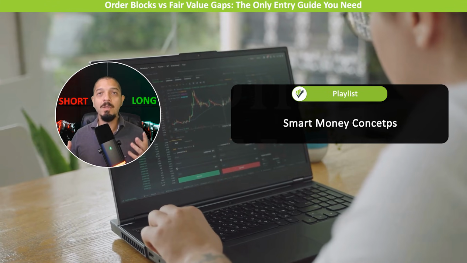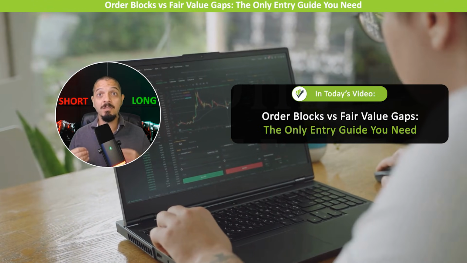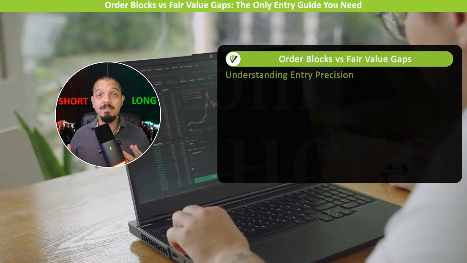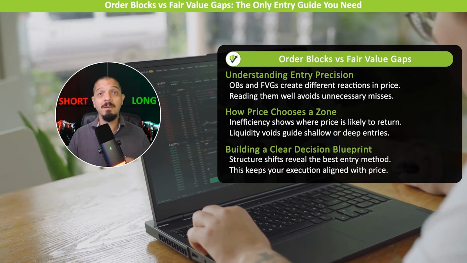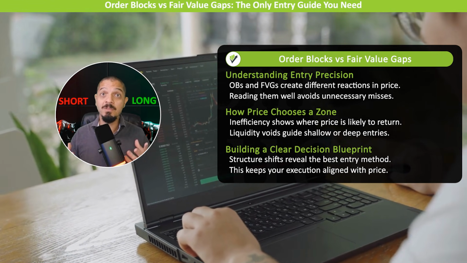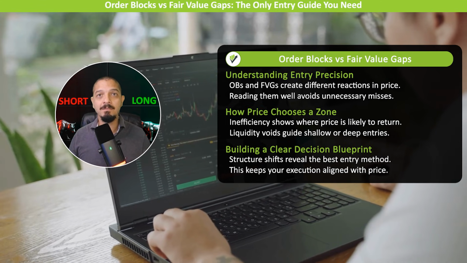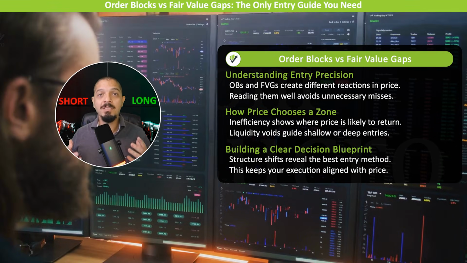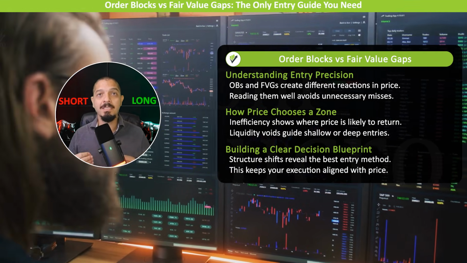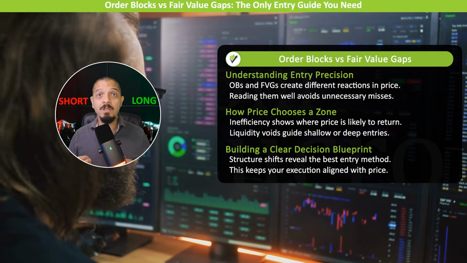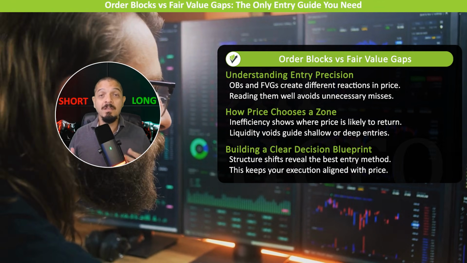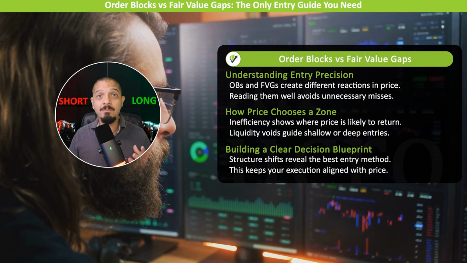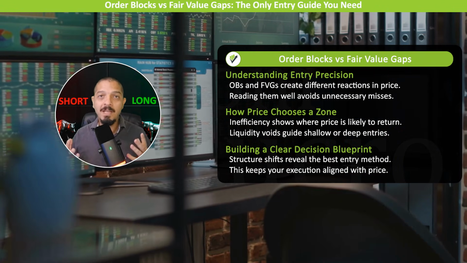Today, we're going to break down one of the most common challenges smart money traders face, choosing between fair value gaps and order blocks when setting precise entry points in the market. Understanding how price interacts with these zones is essential because it determines whether you catch high probability setups or end up constantly missing trades by refining your entries too much.